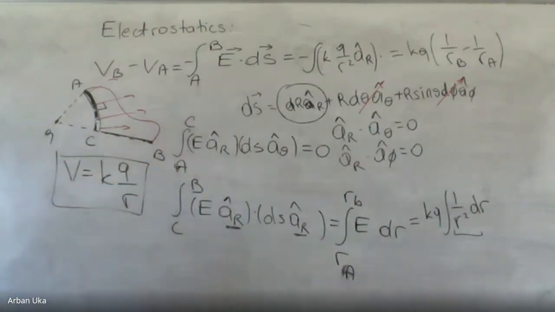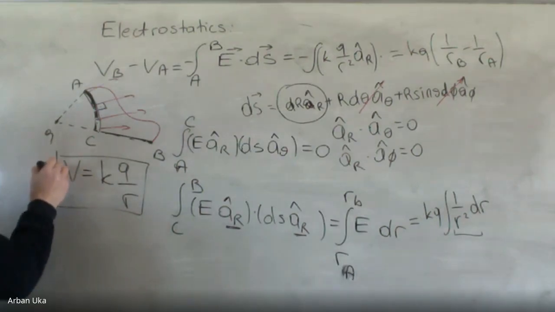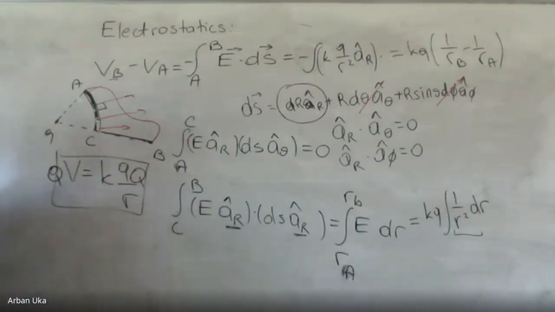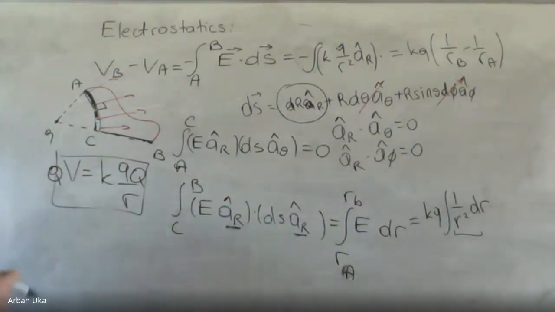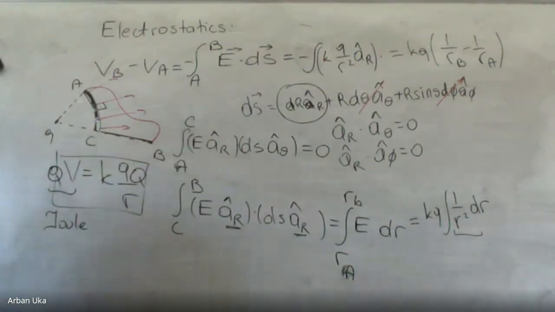That's important. We have another important quantity: if we multiply this expression on both sides by, let's say, capital Q, we get units of joule. Just by looking at the units, we can say that this is joule, which means we can immediately define an energy term.